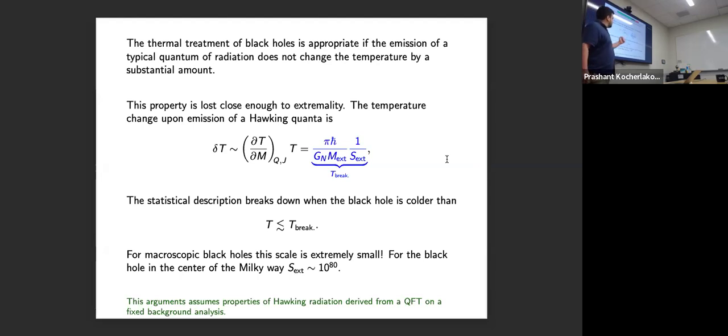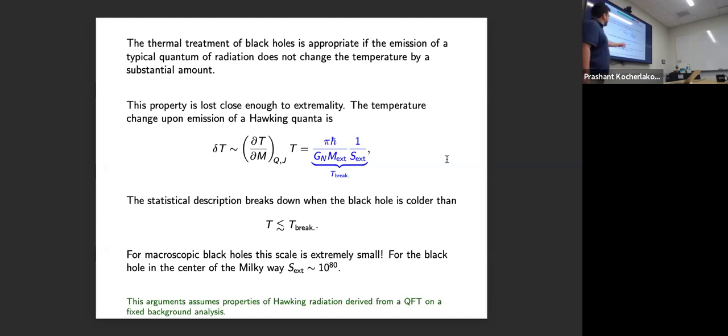If we compute this combination, we find an answer that at zero temperature is non-vanishing. It's this quantity that I wrote here that I call the breakdown scale. So the statistical description of the black hole will break down when the black hole is colder than this scale, because then the fluctuations in the temperature will become larger than the temperature itself. Okay.